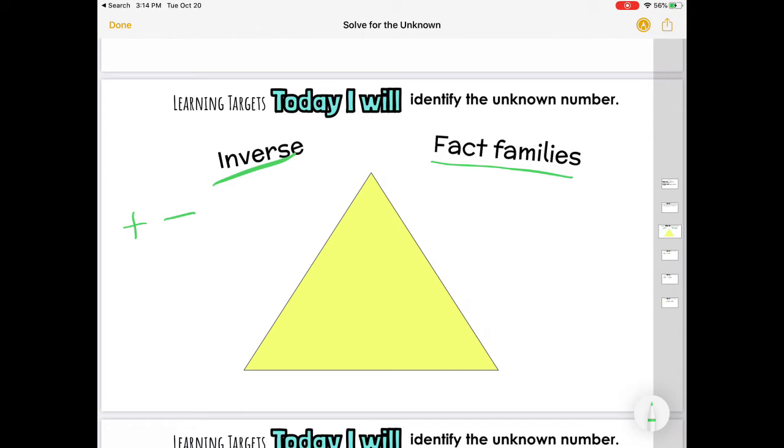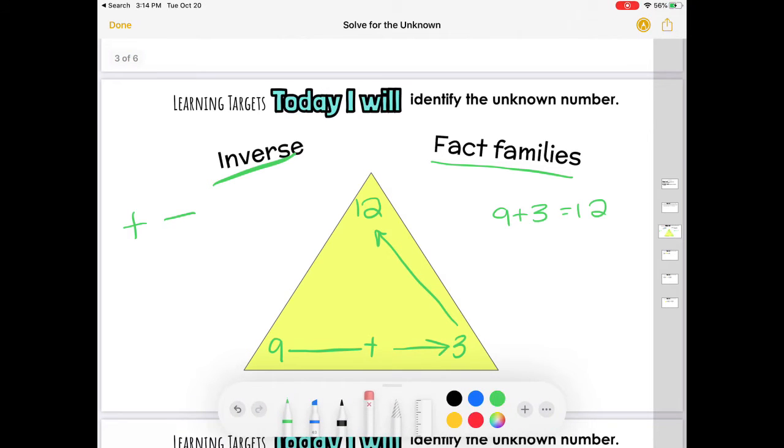So in the last problem, Mary had 12 marbles. Her parents gave her 3, and she started with 9. Now, if I'm putting this in my fact family, my total goes at the top, 12. She had 9, and she got 3 from her parents. So 9 plus 3 equals 12. In the same sense, 12 minus 9 equals 3.